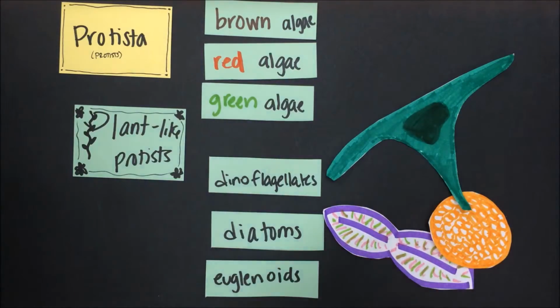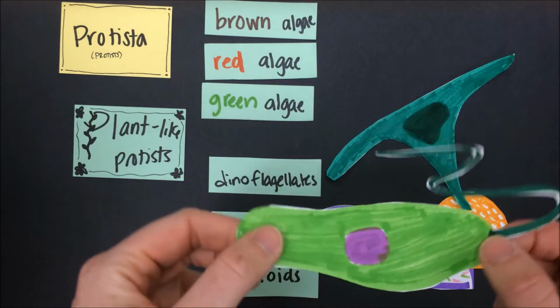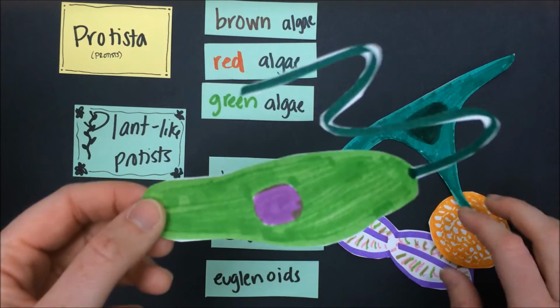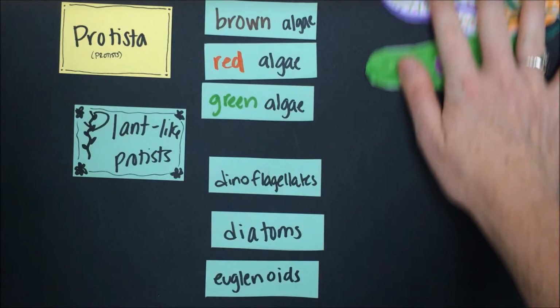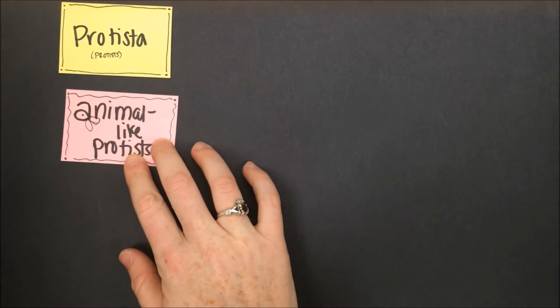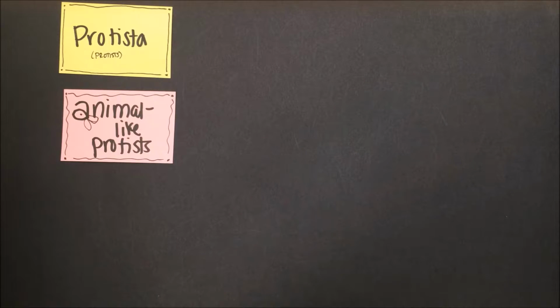And euglenoids, our most complex plant-like protists. These can switch between being autotrophs and heterotrophs. They have an eye spot that allows them to detect light so that they can swim towards a light source and photosynthesize, or alternatively, they can chase after food particles. Pretty cool. And last but certainly not least, we have 4 main phyla of animal-like protists.